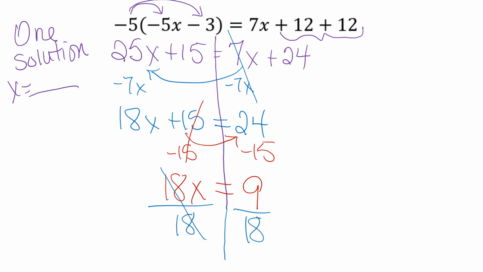So 9 divided by 18, you have an option. You can reduce the fraction and just leave it as the fraction 1/2, or if you divide and use your calculator, you will end up with 0.5. Either answer would be accurate.